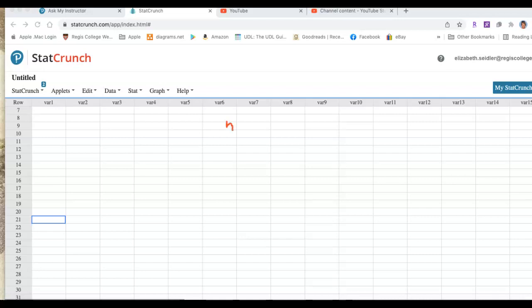So n equals 46. The average age from the sample, so x bar, is equal to 2.05 years. And the sample standard deviation, s, is equal to 0.82 years. Okay.